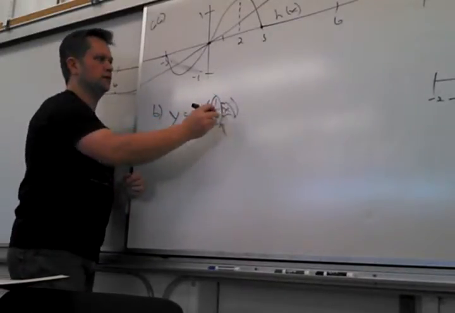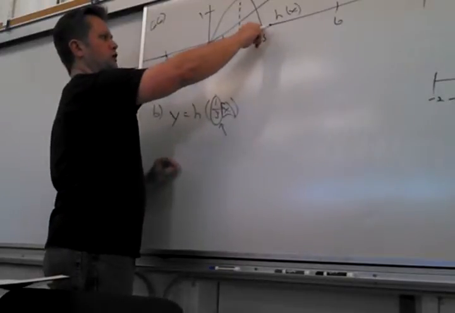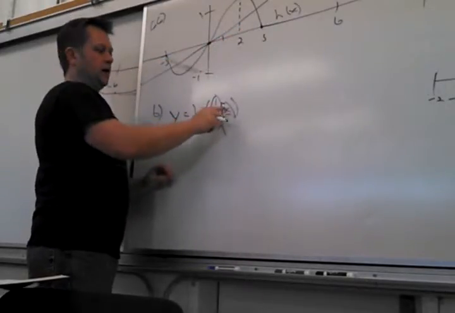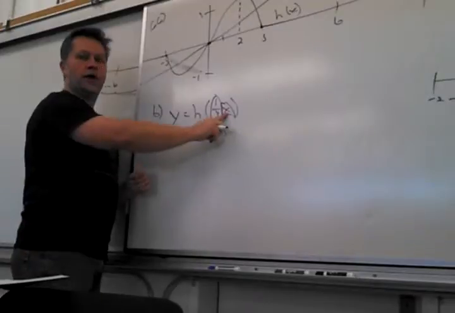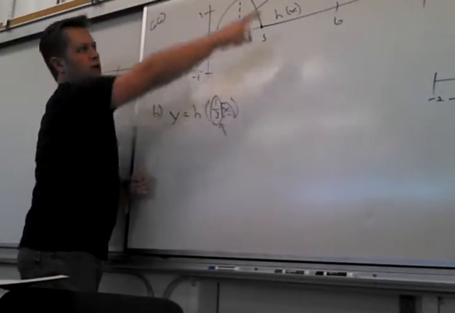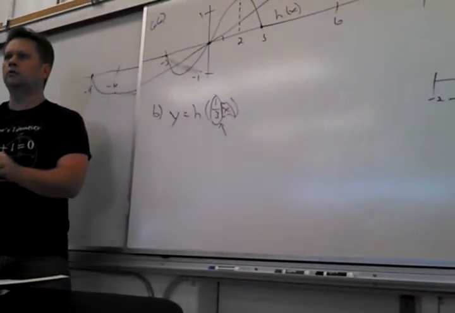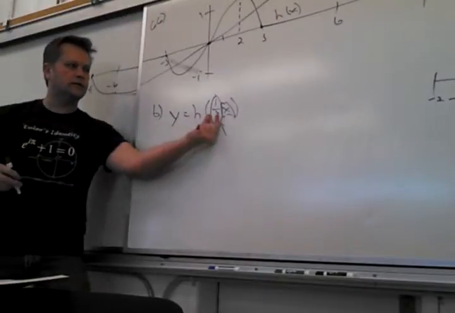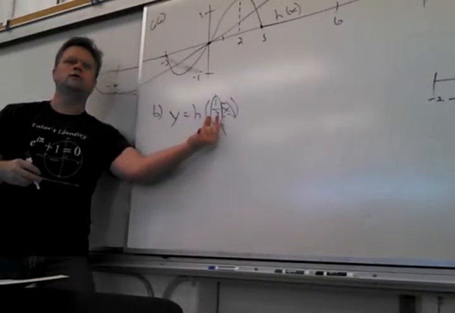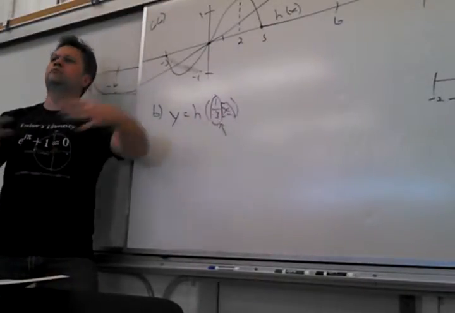What has to be true about all my x's? At 3, it used to go to 0. But now how do I get a 3 to show up inside? We have to make x to make this 3. 9. That's why we went out to 9. That's why it makes sense that it does the opposite of what this looks like, because the x has to react to this.